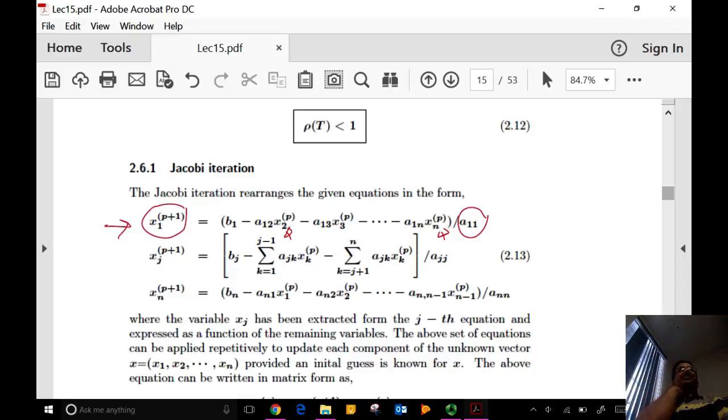First observation, very good observation. x1 at step p is also a guess, but I'm not using it anywhere. Yeah. Any other observations you can make on this? Can you make this scheme better?